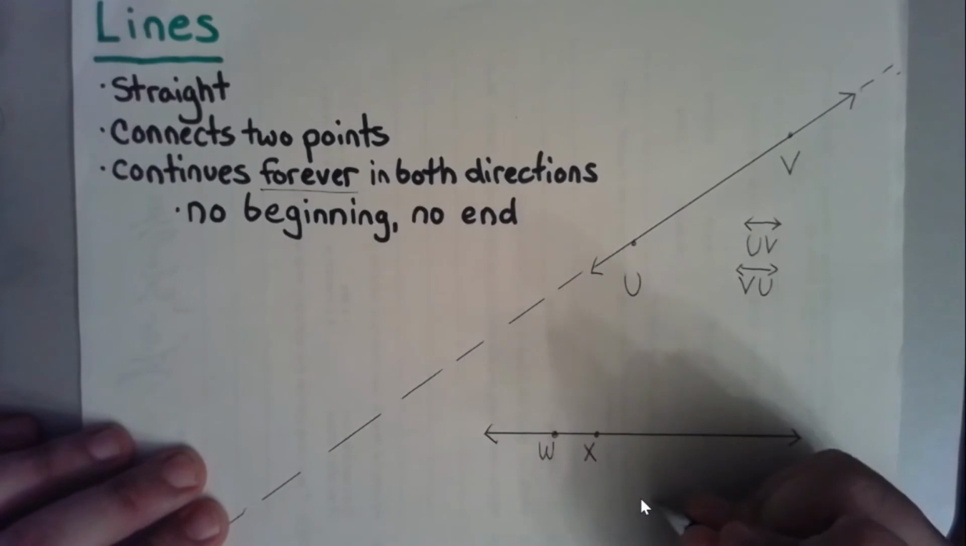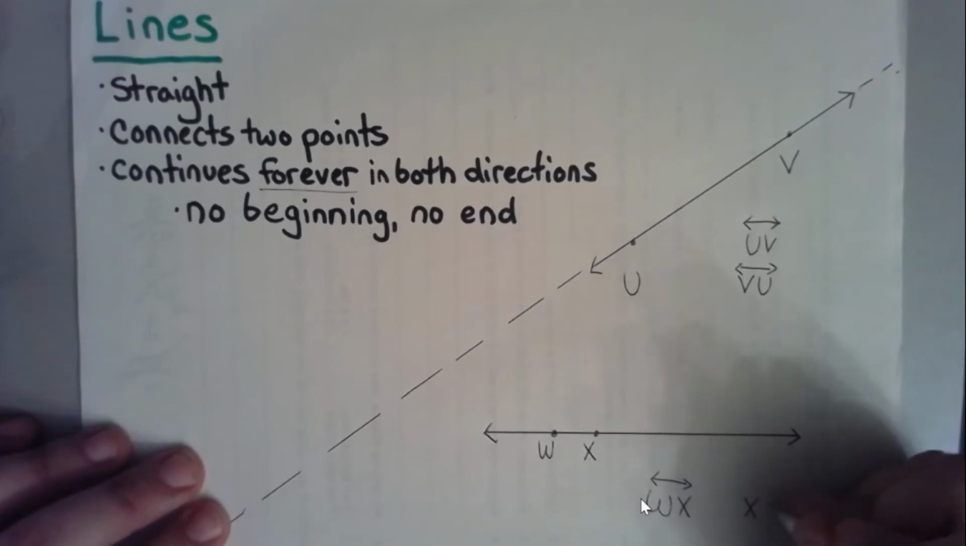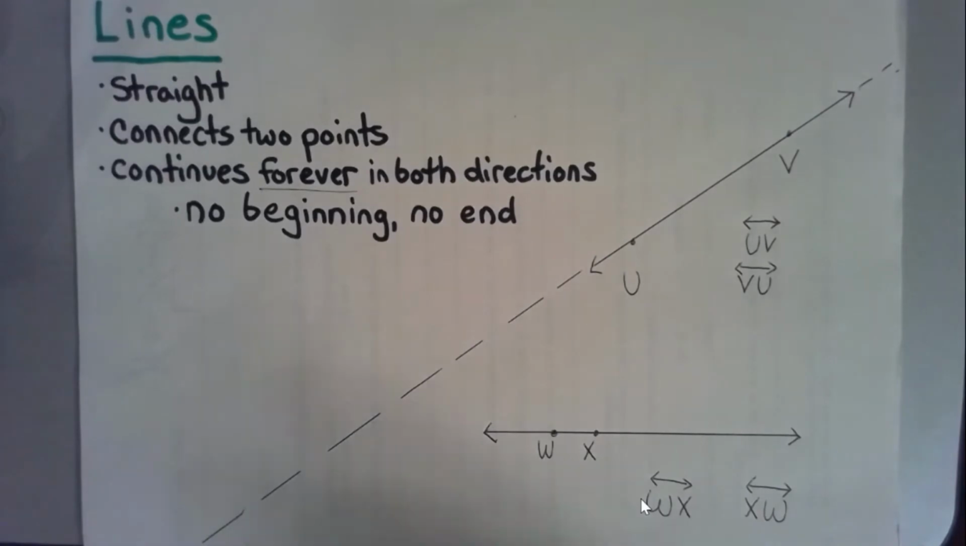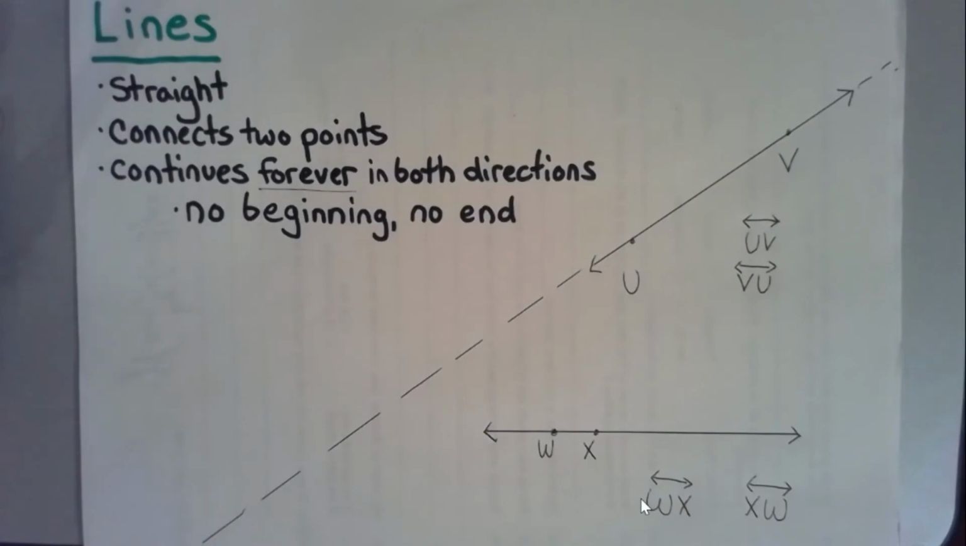I can name this line WX or line XW. So lines are straight, just like everything else. They connect 2 points, but they go on forever in both directions with no beginning and no ending. Boy, we seem to be having a hard time coming up with real world examples of rays. If those were hard to show in real life, a line, something that goes on and on and on forever in both directions, surely must be pretty tough. Let's see what we can find.